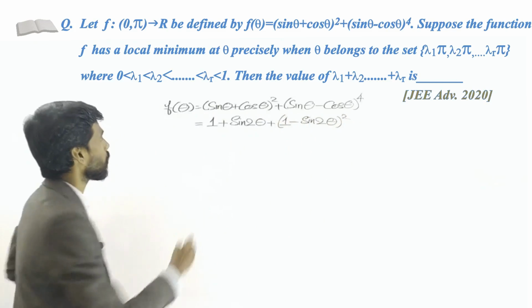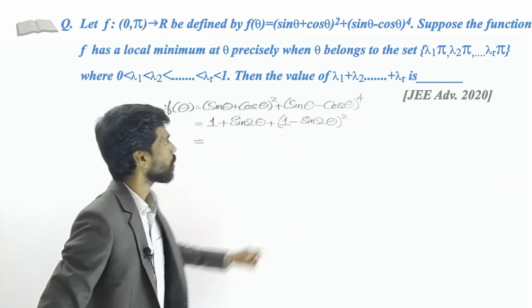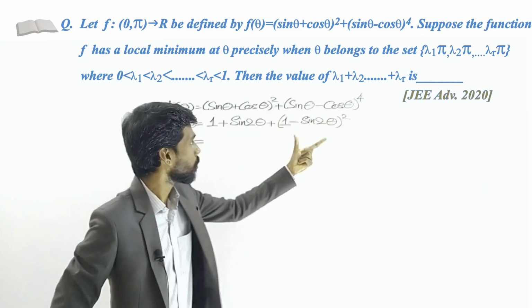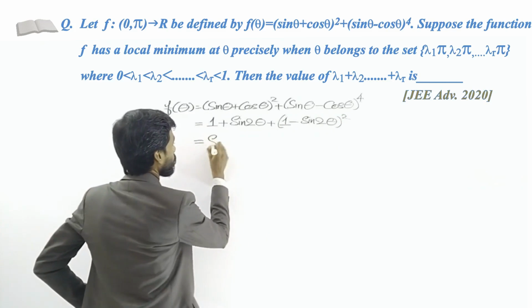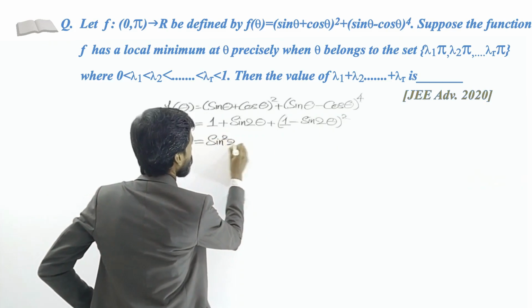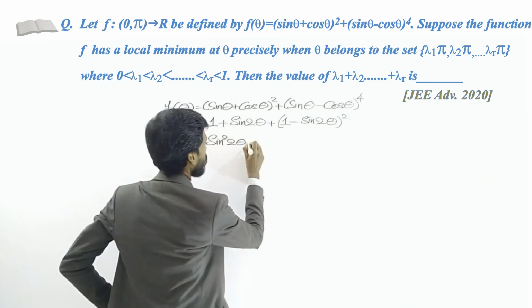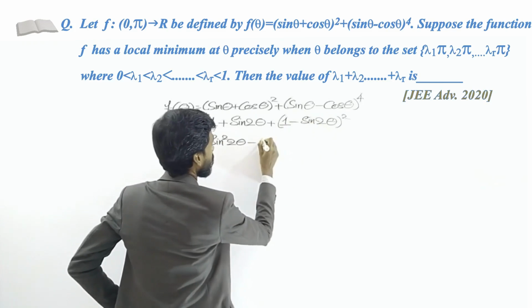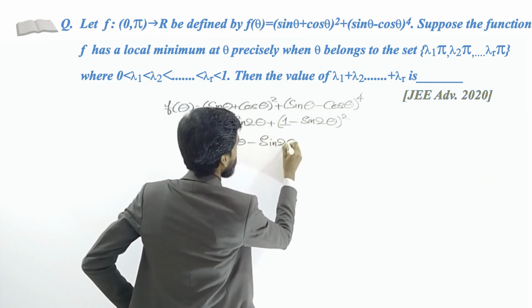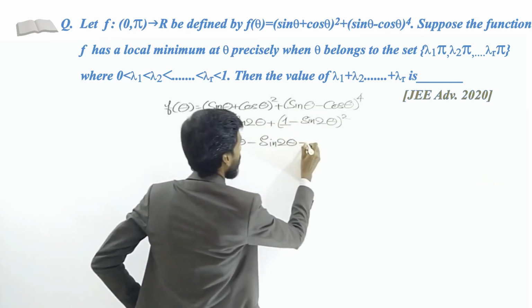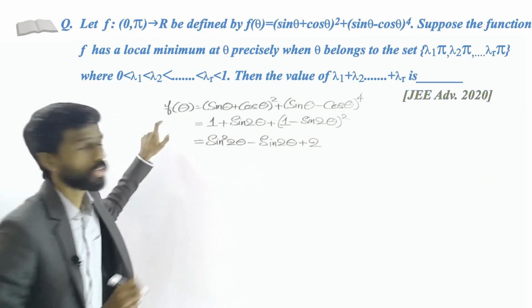We will simplify this further. So this is 1 plus sin 2 theta plus (1 minus sin 2 theta) squared, which gives sin square 2 theta plus sin 2 theta, and here we have minus 2 sin 2 theta, so we get minus sin 2 theta, and 1 plus 1, so that is 2. So this is our required function f of theta.